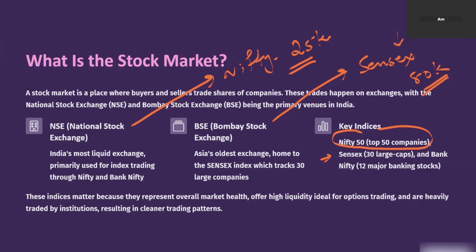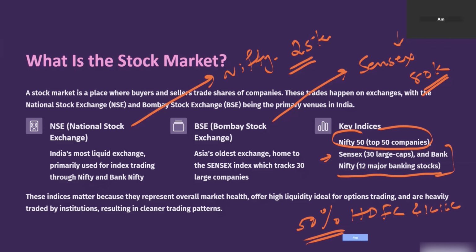Now, Nifty is the top 50 companies, whereas Sensex, we talk about the largest large caps, 30 companies. Bank Nifty we'll discuss, it has 12 major banking sector stocks including HDFC, ICICI. Okay, so if you see HDFC and ICICI, these two banks itself contribute 50% when it comes to Bank Nifty.